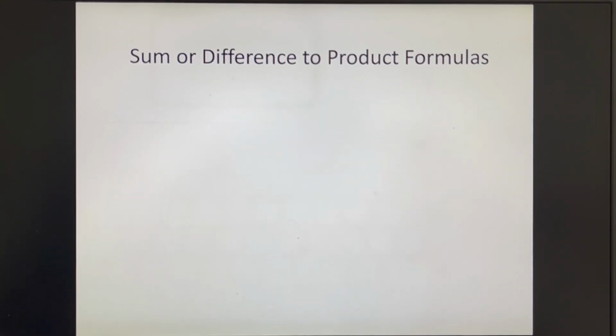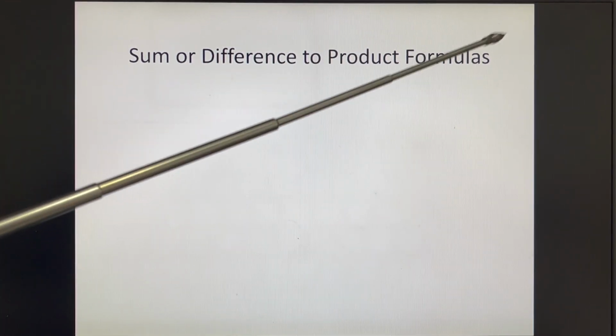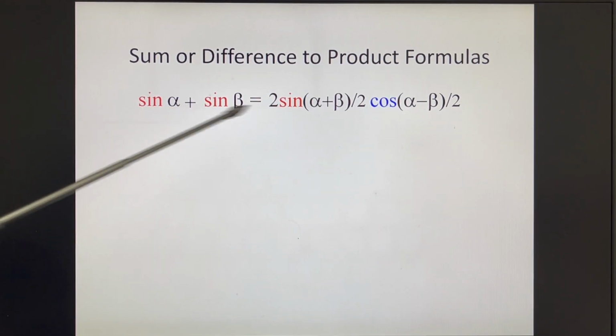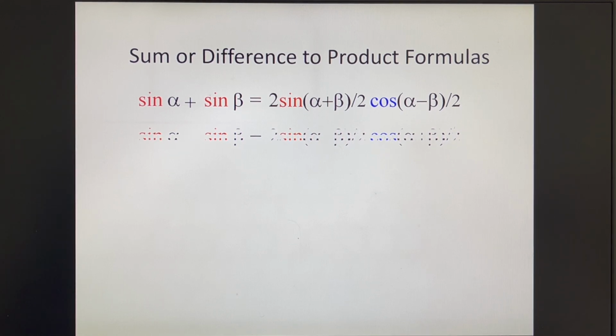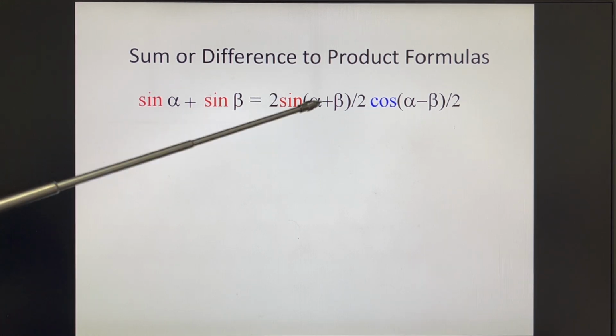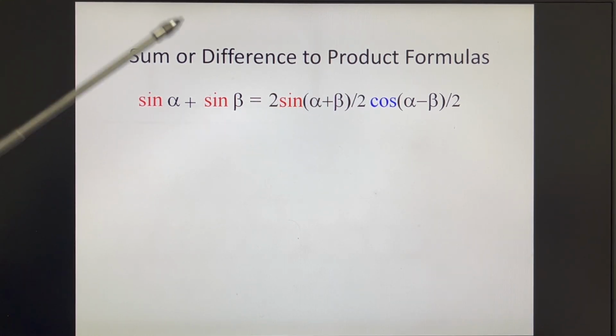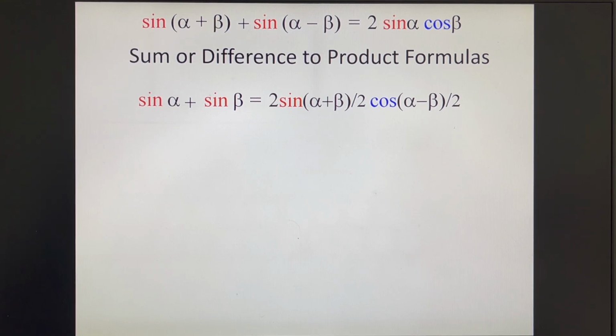Finally, we deduce sum or difference to product formulas. This is sum, this is product. This difference, this product, and cosine, and so on. Let's check one. I want to prove this one. We remember that this product with different function appears in sine of alpha plus beta, sine of alpha minus beta, like this one. And you compare this. This is two angles, sum or difference. And here is one angle.